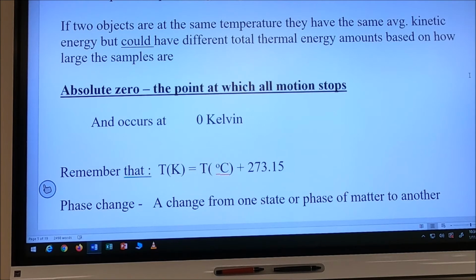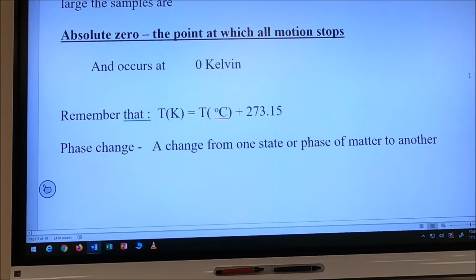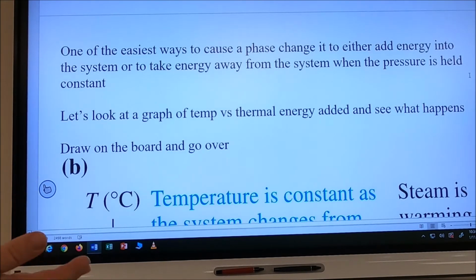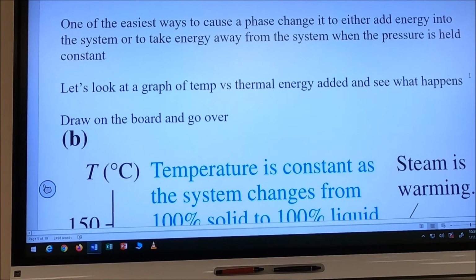All right, phase changes. The phase change is a change from one phase of matter to the other, from solid to liquid, liquid to gas, gas to solid, vice versa. One of the easiest ways to cause a phase change is to either add energy into a system or take energy away from a system when the pressure is held constant. Now, if we're looking at phase changes between gas and liquid or gas and solid, pressure can also play a role, but right now we're going to look at where we're holding the pressure constant.